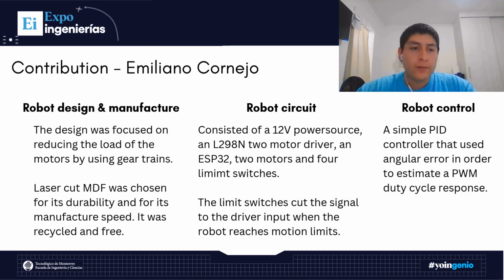So for my individual contribution, I did the robot design and manufacture, where the design was focused on reducing the load of the motors by using gear trains, and the material, which was laser cut MDF, was chosen for its durability and manufacture speed. The robot circuit was very simple. It consisted of a power source, a motor driver, an ESP, two motors, and four limit switches.